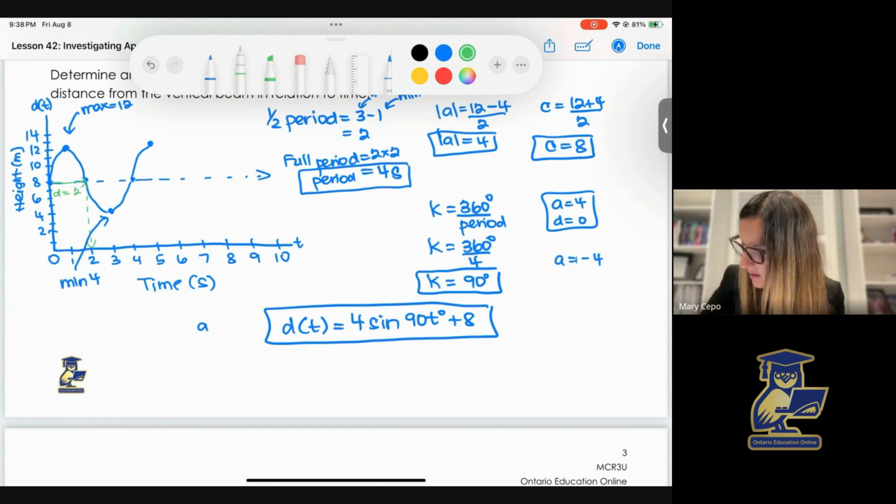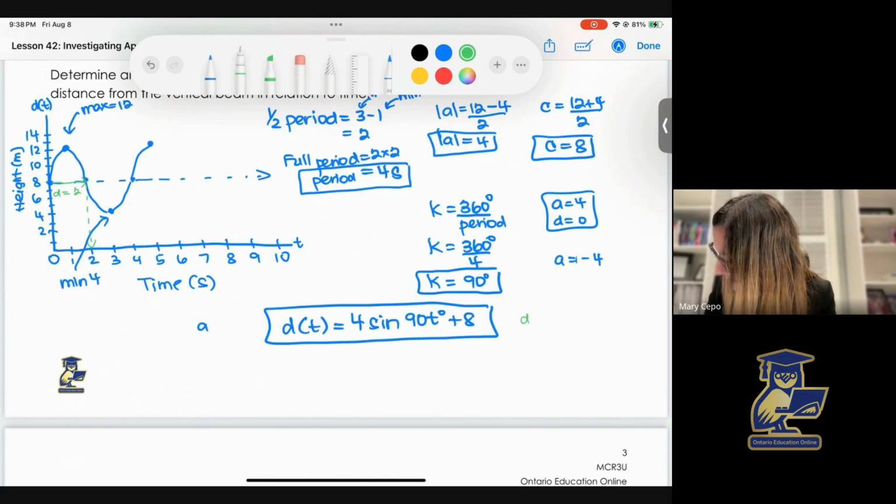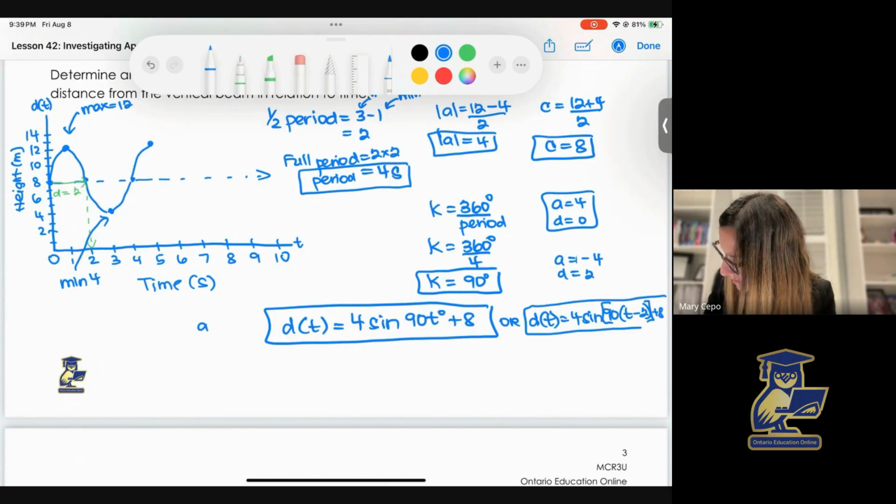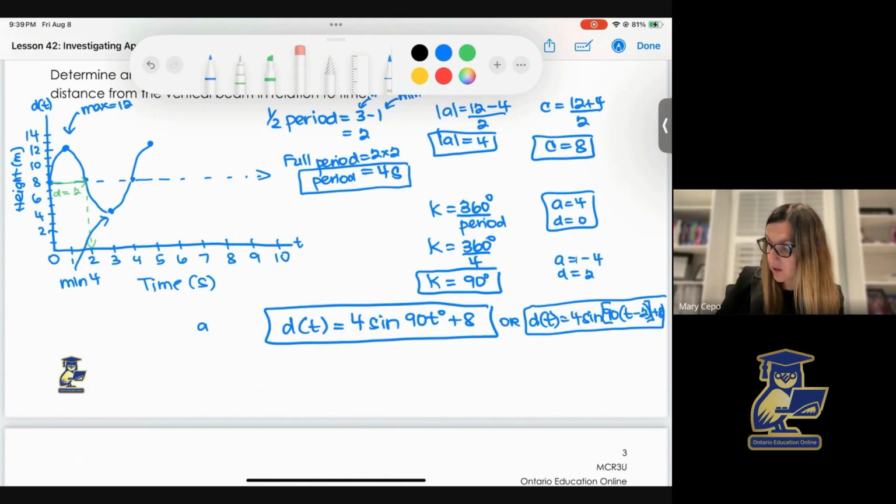Okay, so we can say D is equal to 2. Or we can say D at T is equal to 4 sine 90 T minus 2 plus 8. Okay, but what happens if we're going to use cosine?